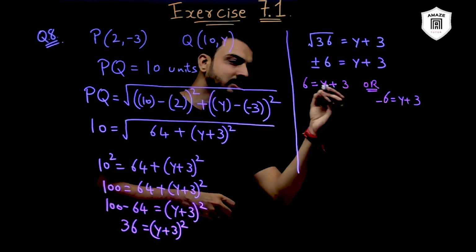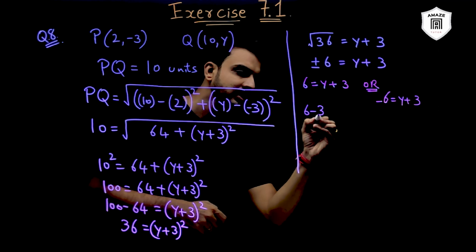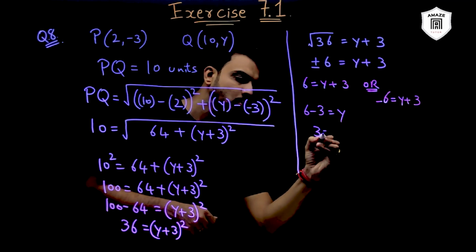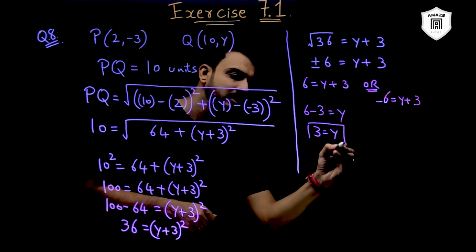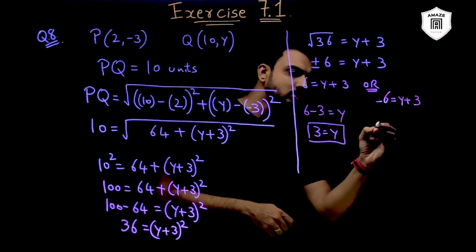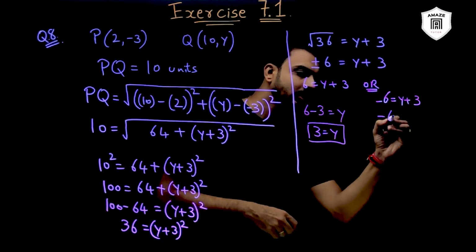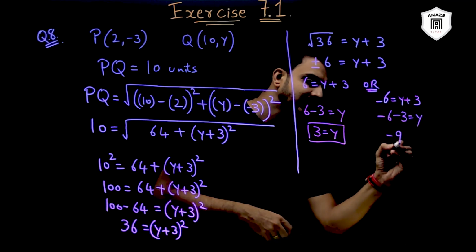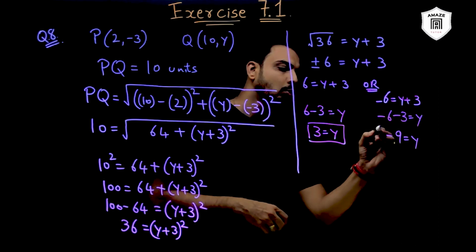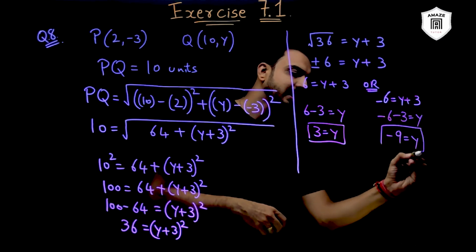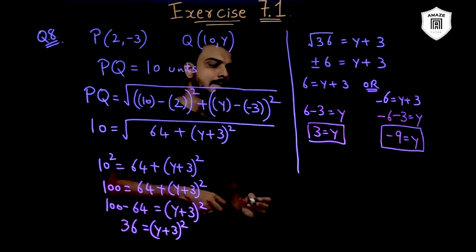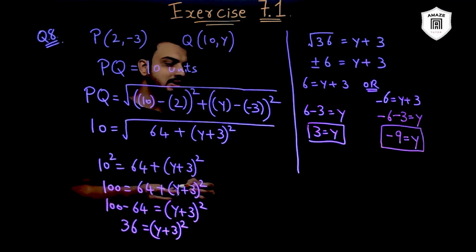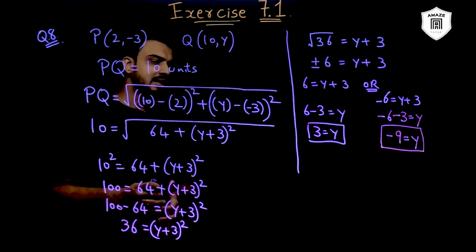Now taking plus 3 on this side, 6 minus 3 equals y, and 6 minus 3 is 3 equals y. So one value of y is 3. And solving this, we get minus 6 minus 3 equals y, which is minus 9. So the second value of y is minus 9, right? So we got two answers here for y, which is 3 as well as minus 9.